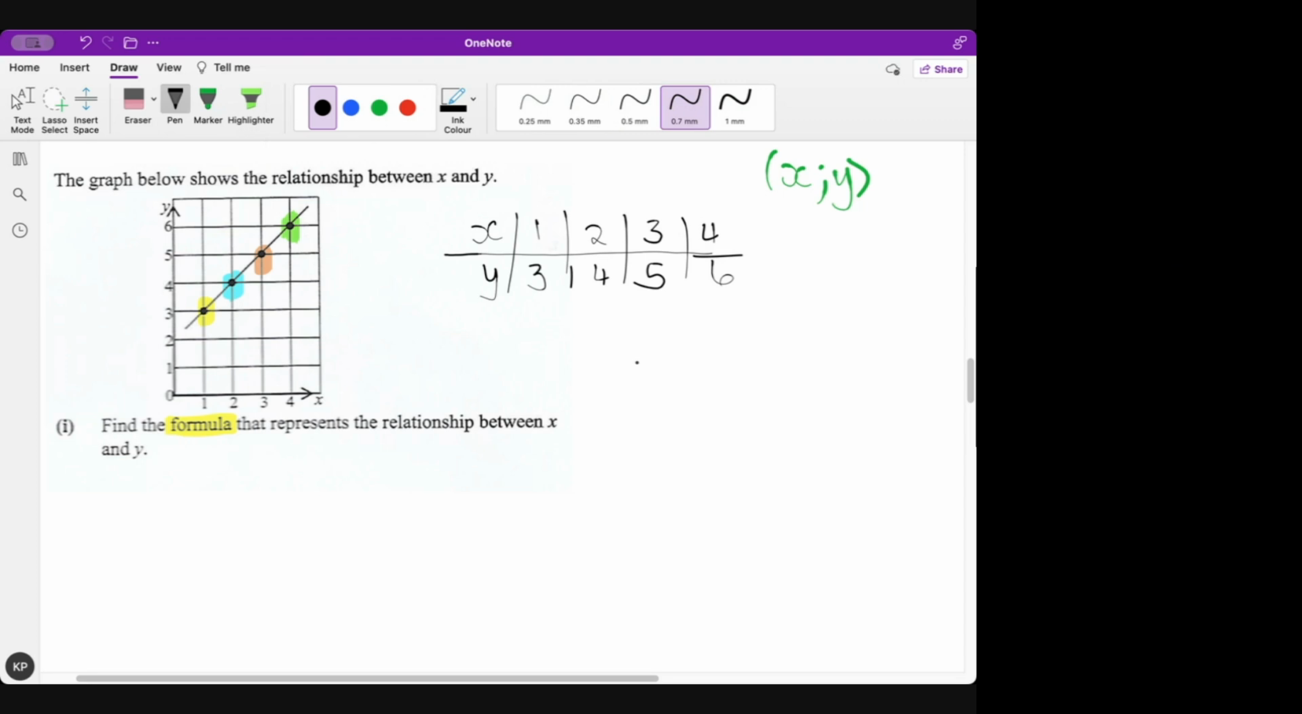Does anybody remember what the general formula for a straight line graph is? We're going to have to find the formula, which means we have to start with the general formula. Does anybody remember what it is? Nice. y is equal to mx plus c. What does this m stand for? That would be your gradient. Thank you, Arian.